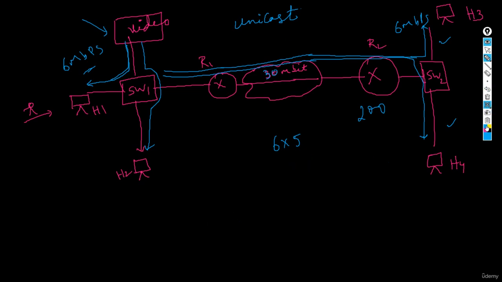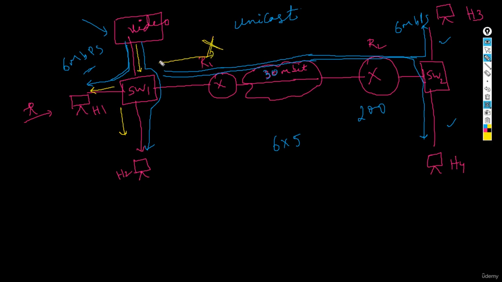Let me take a different color so we can see. So this one, now we are doing broadcast. The broadcast will come here. It will go here. When it comes here, the switch drops the broadcast packet. Sorry, the router drops the broadcast packet.